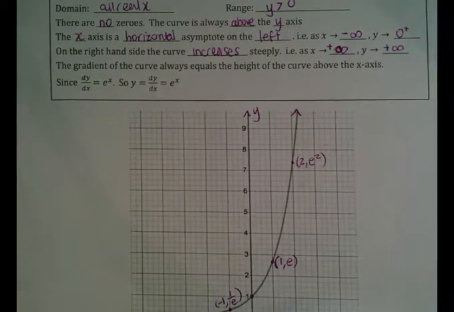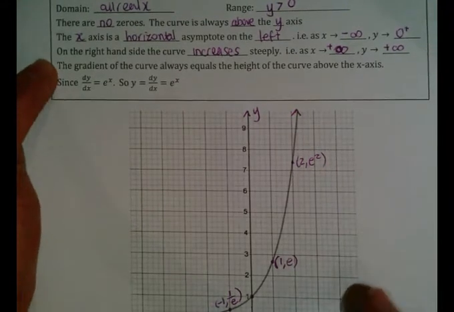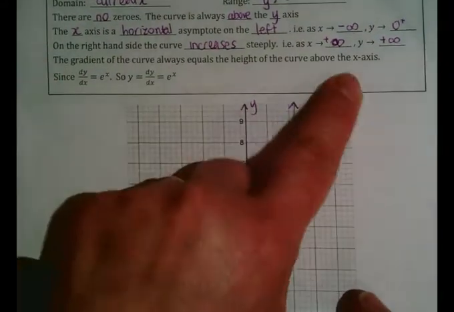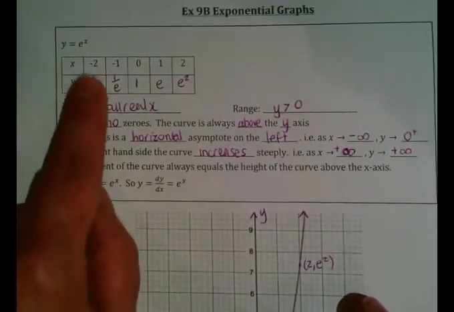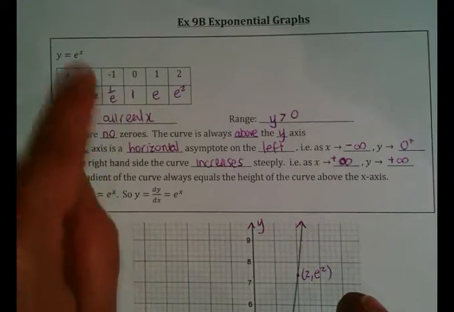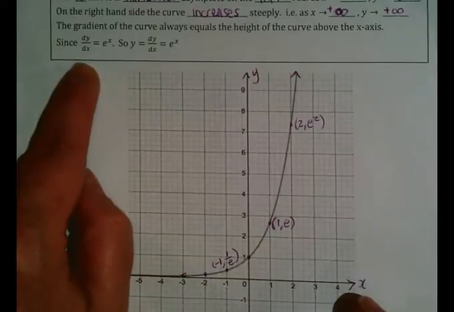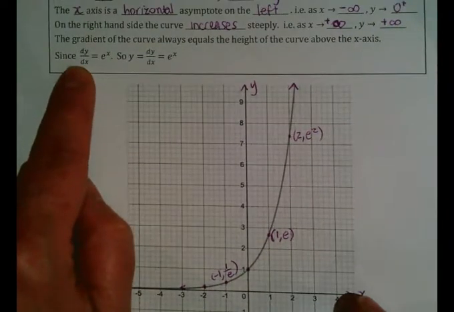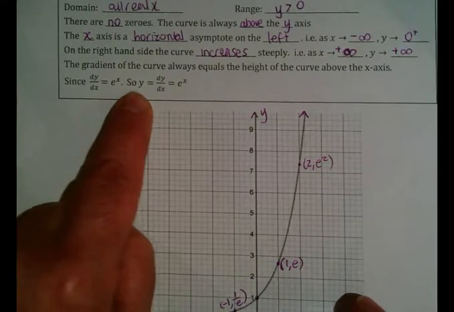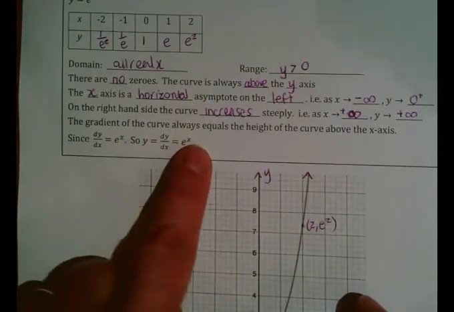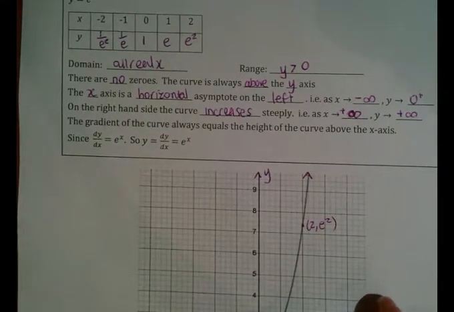Now the gradient of the curve, there's a little statement here, the gradient of the curve always equals the height of the curve above the x-axis. Now, the reason they're saying this, when you substitute an x value in here, you get a y value. But since when we differentiate y equals e to the x, we get dy/dx is also e to the x. So that means we know that y equals e to the x, but dy/dx is also equal to e to the x.